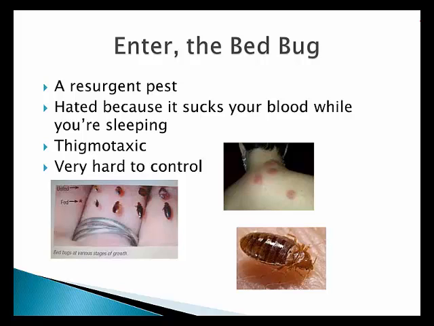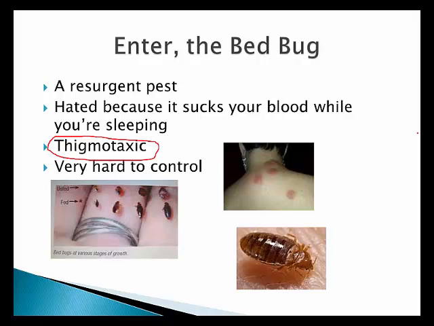So here it goes. As you probably know, bed bugs are a big deal because they are a resurgent pest. They were once thought to be basically obsolete, but sadly they have come back with a vengeance. People hate them because they live in your house, and they come out to suck your blood while you're asleep. They also have the interesting property of being what we call thigmotaxic. Let's circle that, baby. Thigmotaxic. Nice, interesting Greek word that you might want to amaze your friends with.